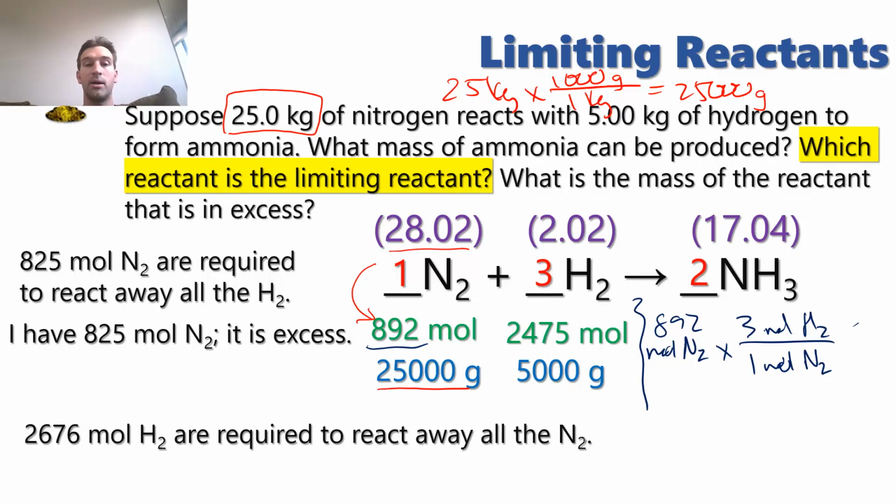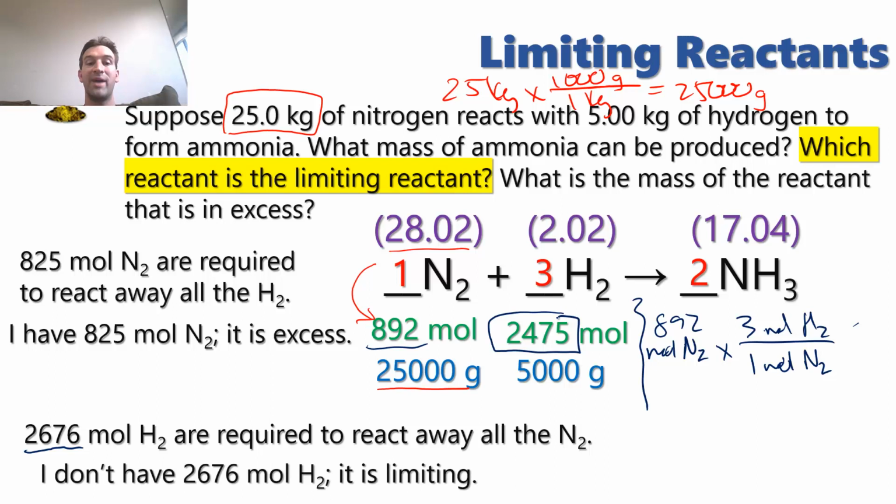Now compare that. I need 2,676. That's the required amount. I have 2,475. I don't have enough. There's not enough hydrogen to react away all the nitrogen. So that tells me that hydrogen is going to run out. Hydrogen is limiting. I have excess nitrogen. I do not have enough hydrogen, and I have an excess of nitrogen. Okay.